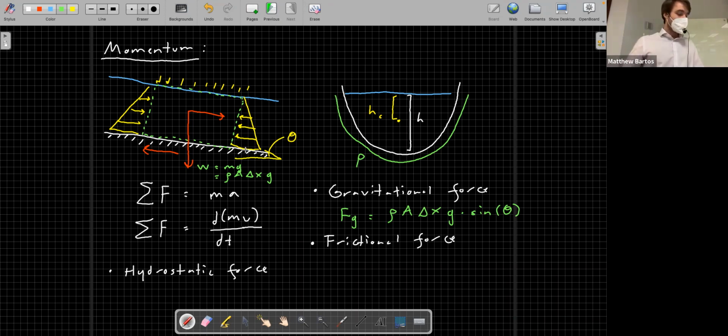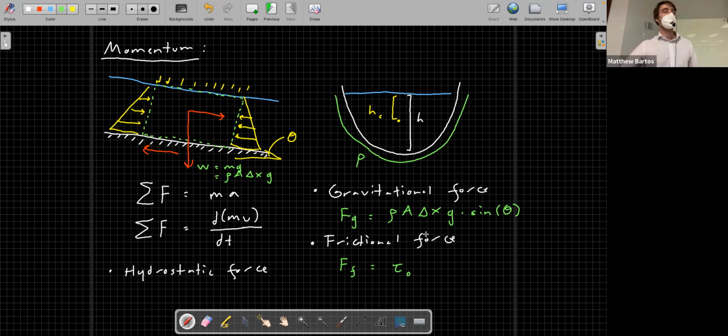Okay, so the frictional force we can describe as being equal to essentially the area that's in contact with the water times the mean shear stress. Okay, so the shear stress we're going to call tau naught.